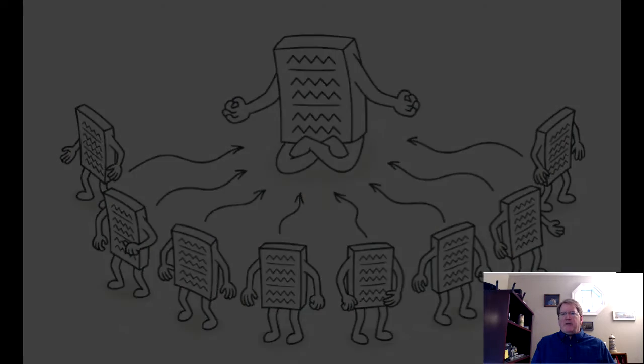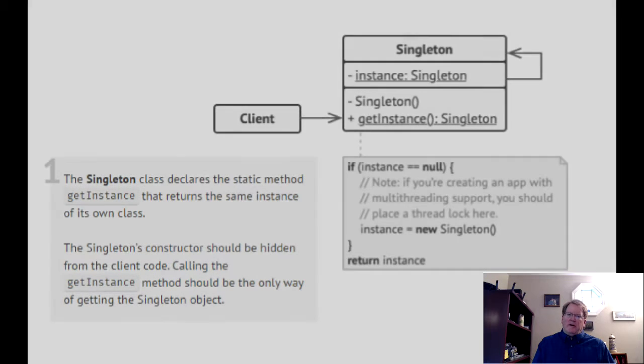Let's look at a UML diagram for this. The key points here are that the constructor is private, so nobody can construct one of these objects the normal way. And then a public method which instantiates a new object which is stored as a static member. So that's the Singleton. Let's look at some code.